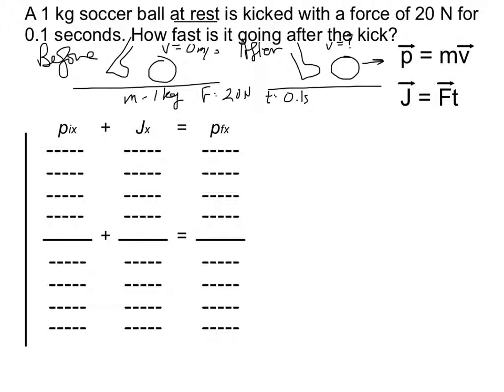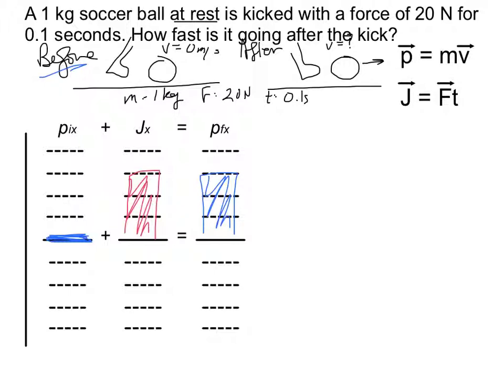Now we fill in the bar chart. We know the momentum before, in the before picture, is 0 because our velocity is 0. So we know it has no momentum when it starts. After it's been kicked, we know that it has some amount of positive momentum because it is moving to the right. In order to go from 0 momentum to some positive momentum, you must have some positive impulse, because impulse is how you change momentum.